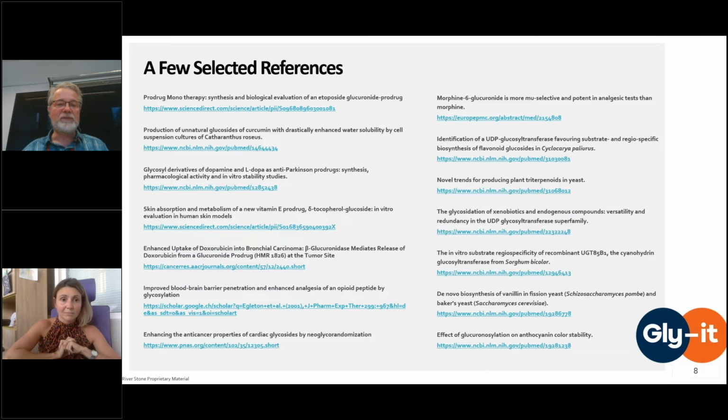And this page shows the references to the papers for the findings I just went through, plus a lot of others.